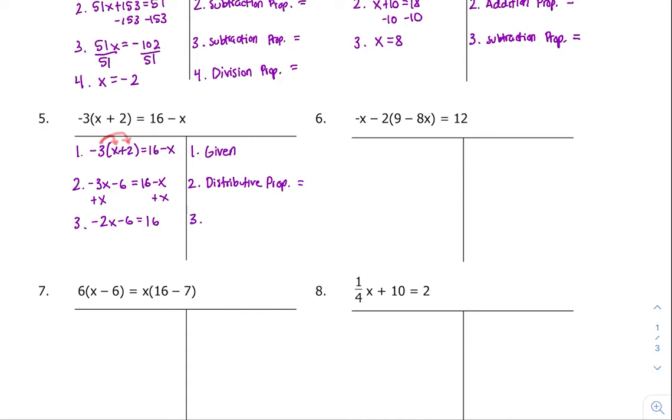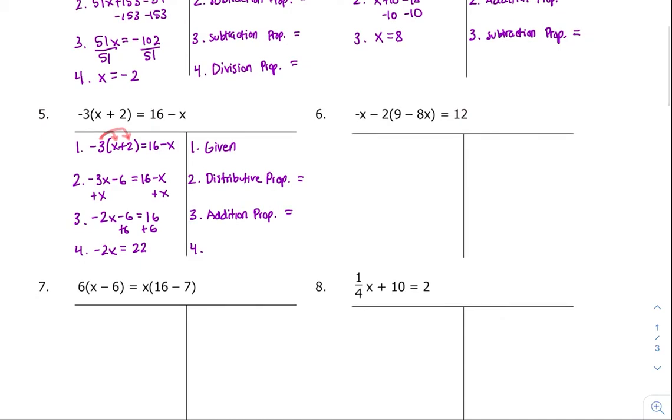Reason, addition property of equality. Next, I'm going to get my constants on the right-hand side, so I'm going to add by 6 to both sides. Reason, or sorry, we get -2x equals 22. And the reason is, well, how did we get to the step? Because we used the addition property of equality.